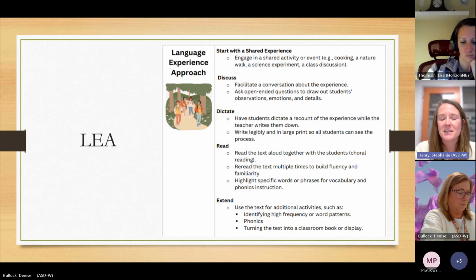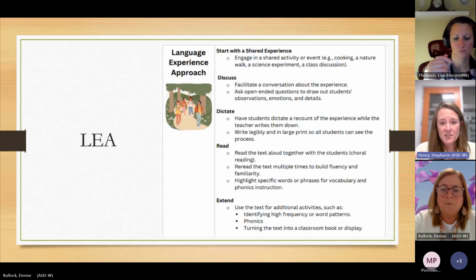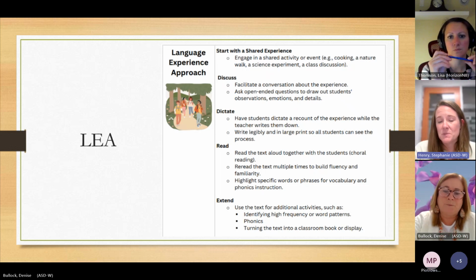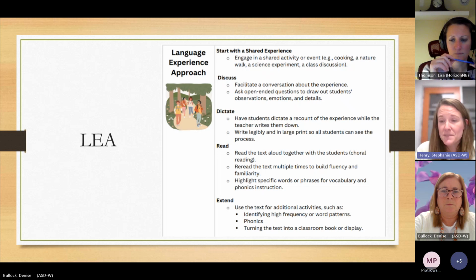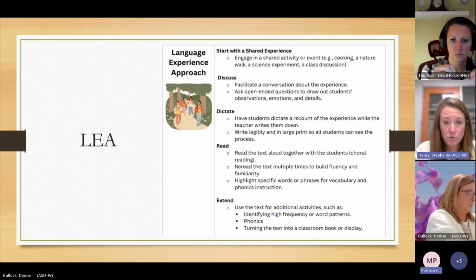Can they read the words? Can they read the sentences? Can they say it the way it should be said? And so you practice reading it. You can highlight specific words, specific phrases, focus on phonics, focus on vocabulary, whatever it is that you want to work on, again, based on those outcomes and can-do statements from your reading progress chart.